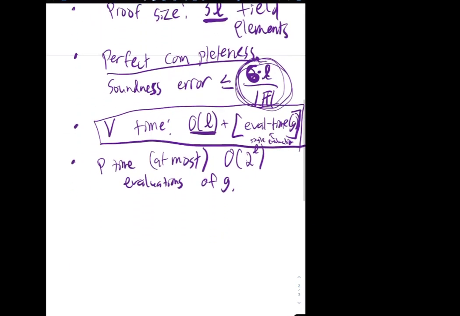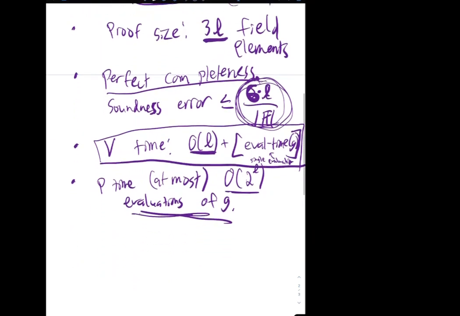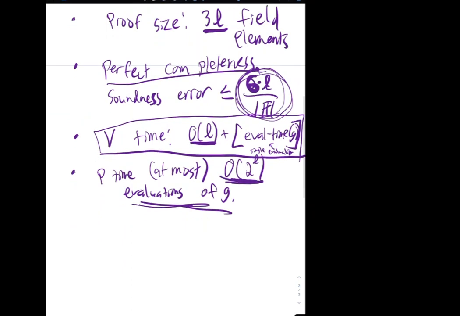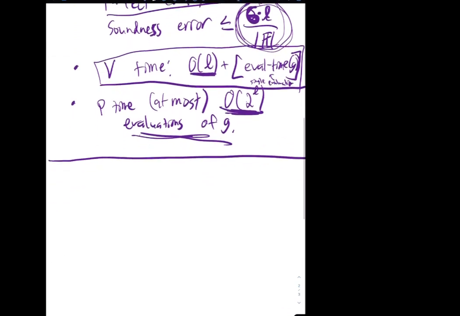Okay, the prover time is at most order 2 to the L evaluations of G, which is in a sense optimal, because if we don't know anything about G other than that it can be quickly evaluated at a point, there's really no way to solve the problem any faster than evaluating G at these 2 to the L points that the verifier wants it summed over. Again, if G is structured, as we'll see today, then the prover can typically run faster than this. Okay, so that was the sum check protocol. Anyone want to ask any questions before we see some applications of it?